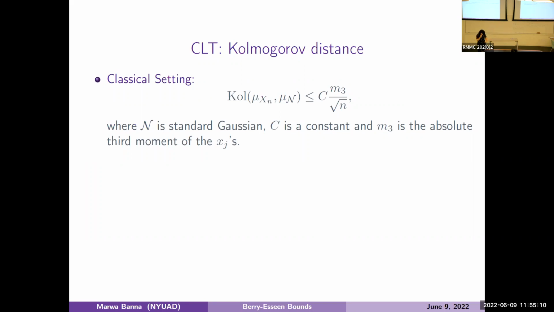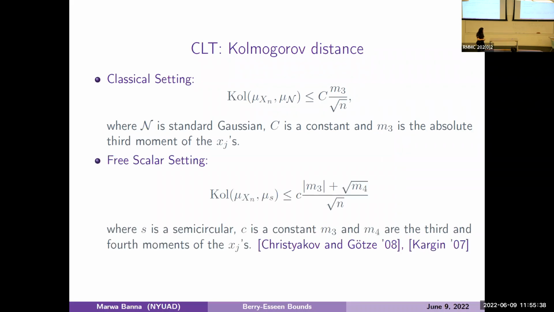So in the classical setting, we have this quantitative bound on the central limit theorem in terms of the Kolmogorov distance. Of course, here the limiting distribution is the Gaussian. And we have 1 over square root of n as speed of convergence, and m3 is the absolute third moment. So this is given in terms of the moments up to order 3. In the free case, we have also the moments of order 4 that appear, but we have the same rate, square root of n.